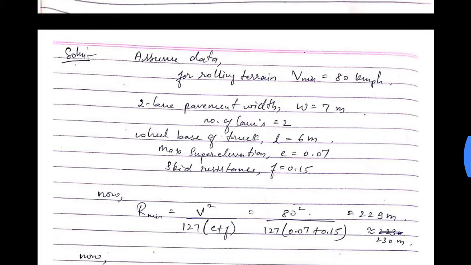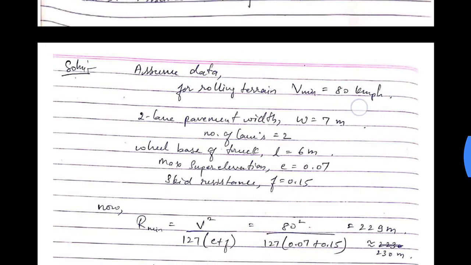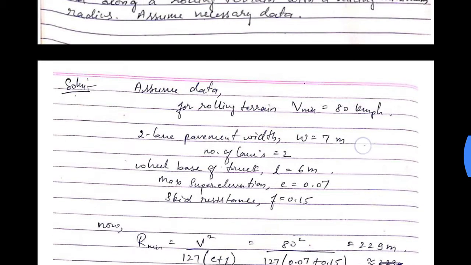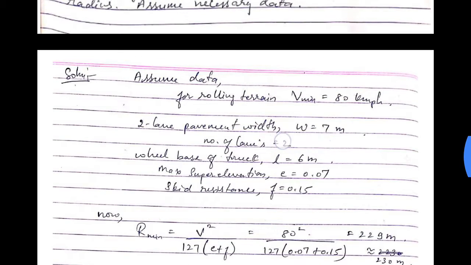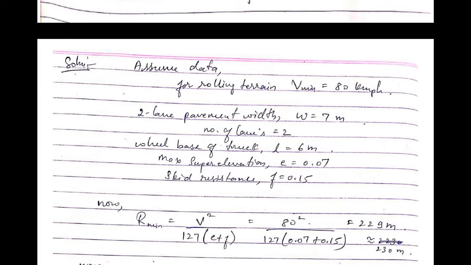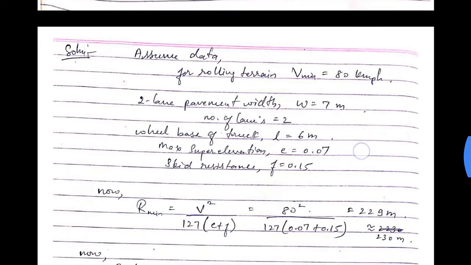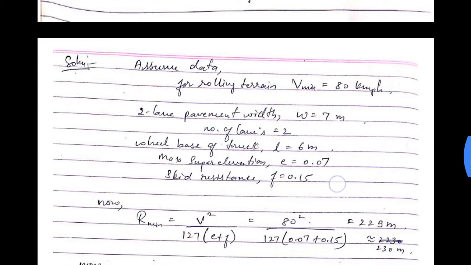We know that V minimum is 80 kmph. This has already been discussed in the standards. These are standard values, which I've discussed in the theory classes, standard speeds. Now for two-lane pavement width, the standard two-lane pavement width is 7 meters without curbs. So the number of lanes would be 2. Wheelbase of truck standard is 6 meters. Maximum super elevation E is 0.07 and maximum coefficient of friction or skid resistance F is 0.15.